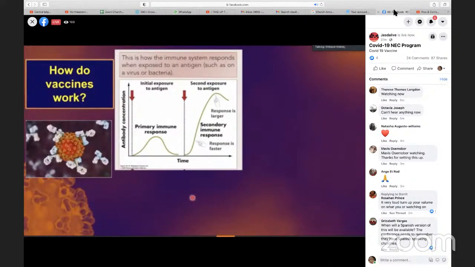Now, the cells in our bodies divide approximately once a day.